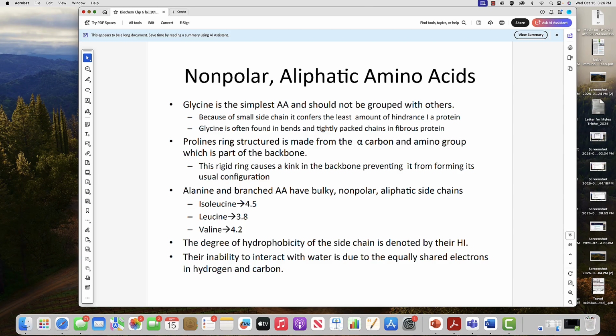Now again, why do you need to know that in terms of its structure? Improper folding can lead to aggregation disorders such as Alzheimer's or prion diseases. So understanding the structure of these amino acids, their 3-dimensional shapes, and how they can form and interact with each other is important for your understanding of their interaction and the role they play with proteins.